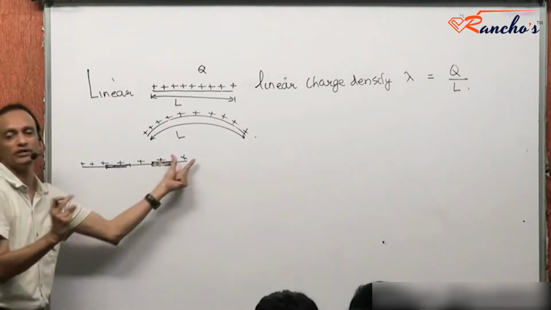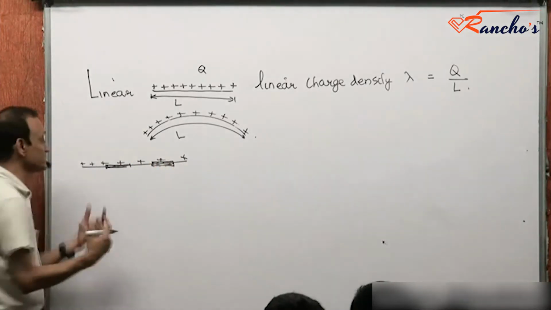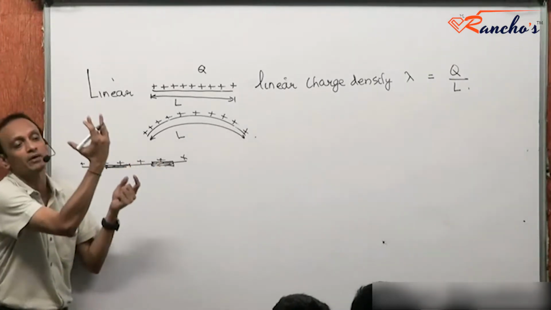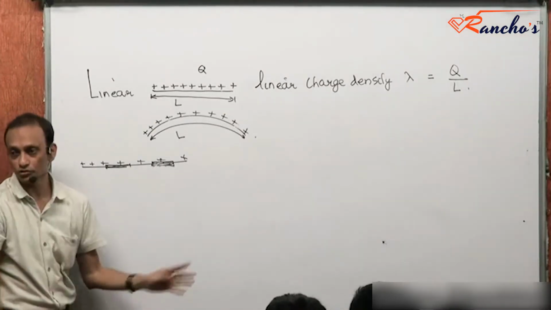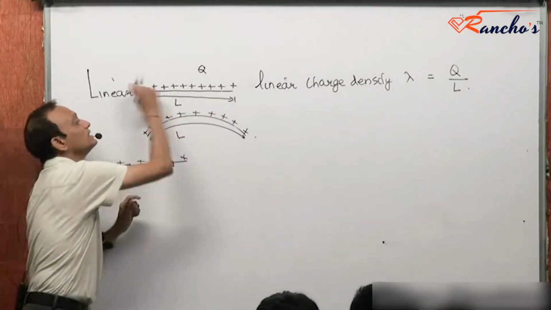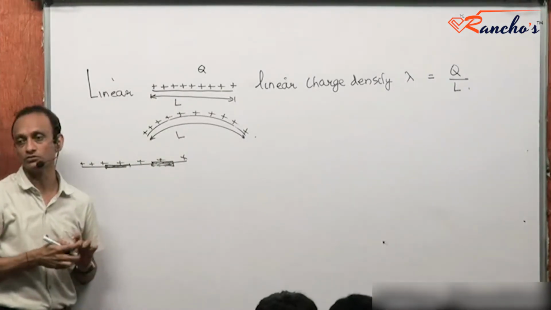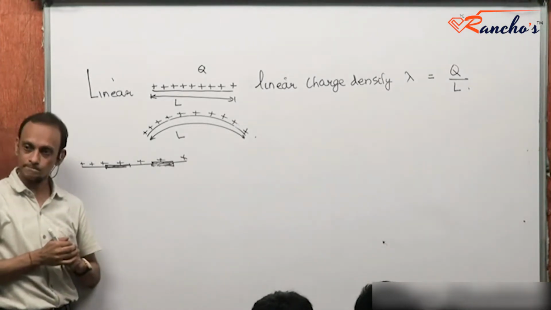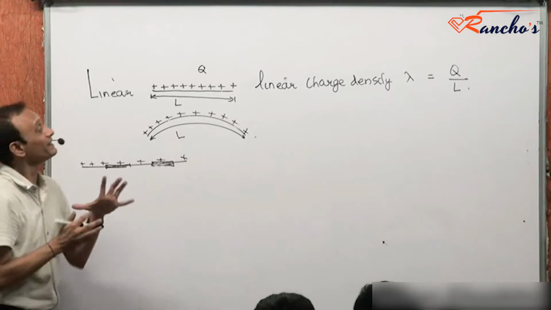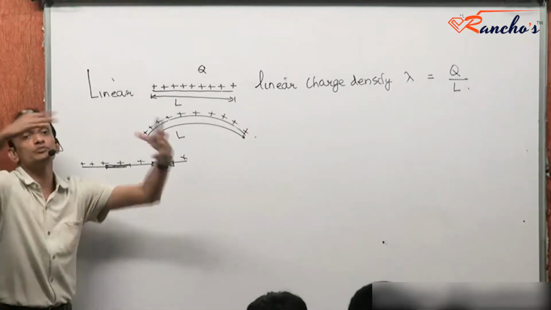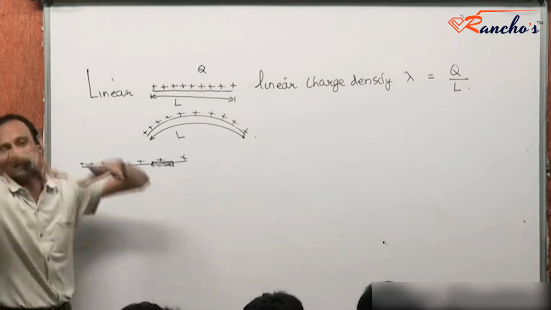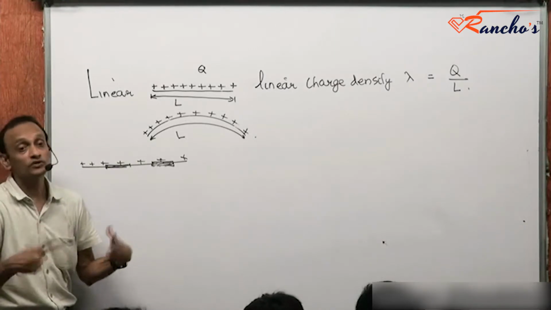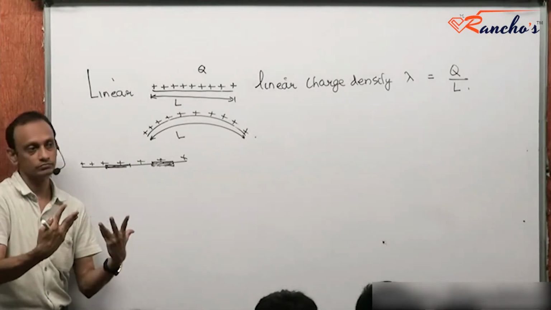No matter where you take a unit length, it will have the same. Non-uniform means if I take 1 unit length here and 1 unit length here, they may in general contain different amounts of charge. In this case, it's, let's say, linearly distributed uniform charge. So there is a continuous distribution in the form of distribution along a line or a curve. For that, we define a linear charge density, which could be uniform or non-uniform.